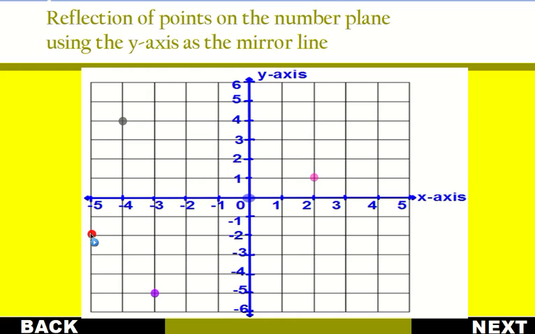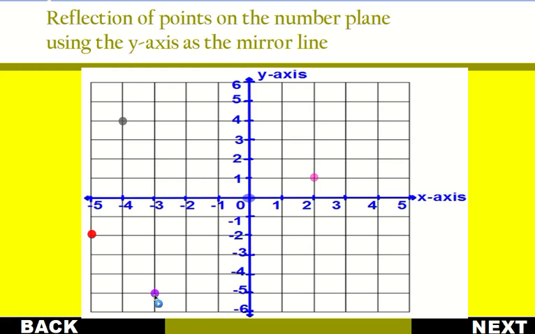We also have another point here. It's 5 units away from the mirror line. The y-axis is the mirror line. So at the opposite direction, you also count 5 units away from the mirror line. So we have 1, 2, 3, 4, 5. So this is where we can locate the image of this point.